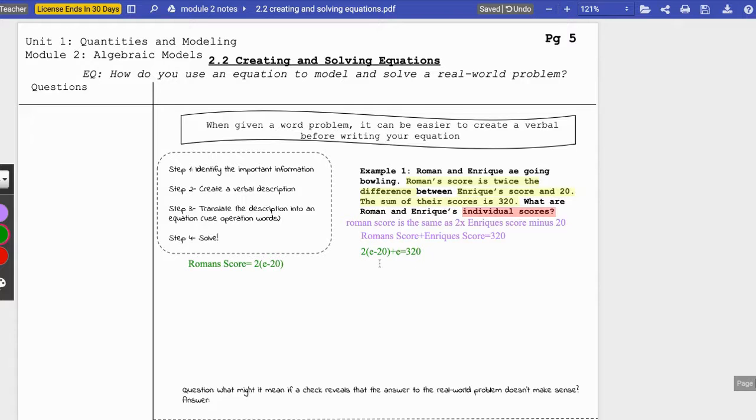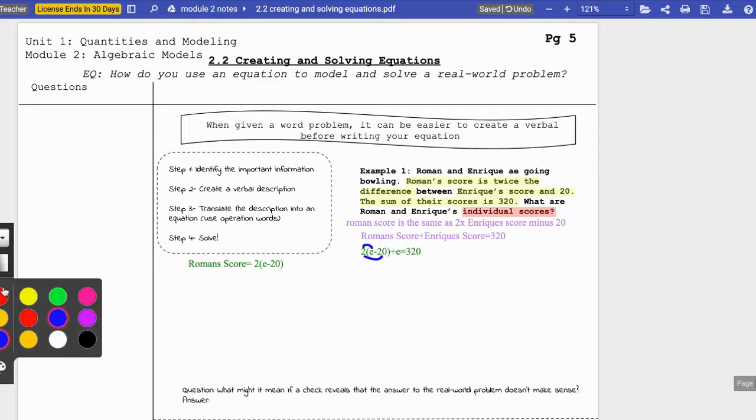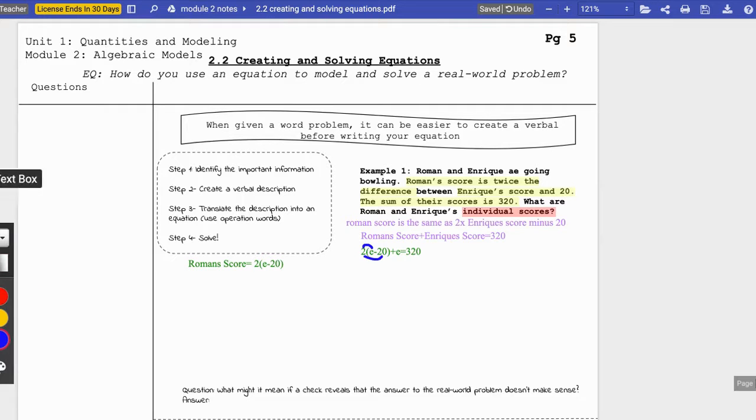And now I'm going to solve the equation. So I'm going to start with multiplying the 2 in, using my distributive property or math rainbows. So 2 goes to E, 2 goes to negative 20. 2 times E is going to give me 2E.